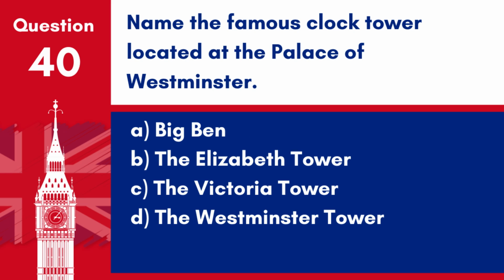Question 40. Name the famous clock tower located at the Palace of Westminster. A. Big Ben. B. The Elizabeth Tower. C. The Victoria Tower. D. The Westminster Tower. Answer: B. The Elizabeth Tower. The clock tower at the Palace of Westminster is officially named the Elizabeth Tower, though it is commonly referred to as Big Ben, which is actually the name of the bell inside the tower.